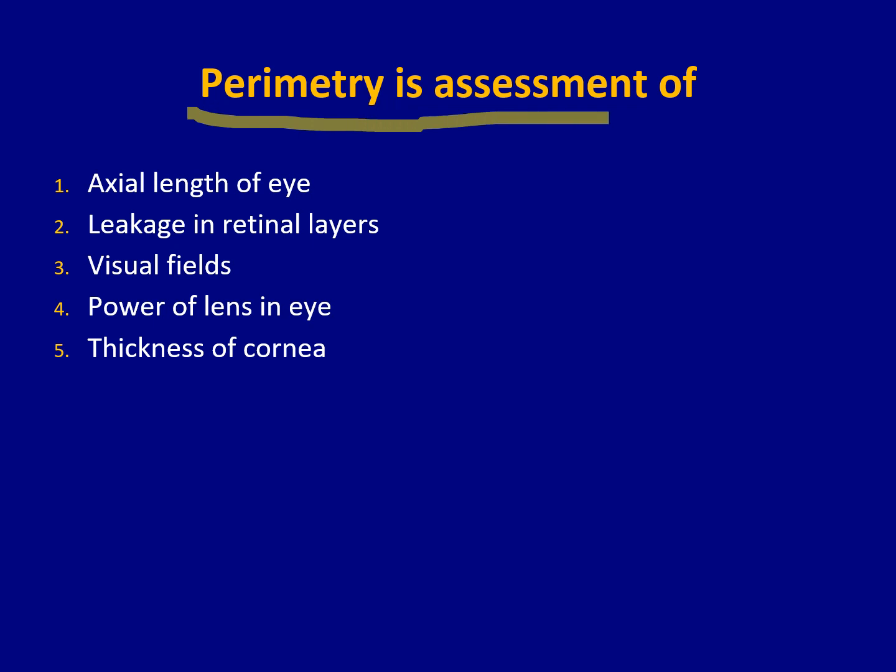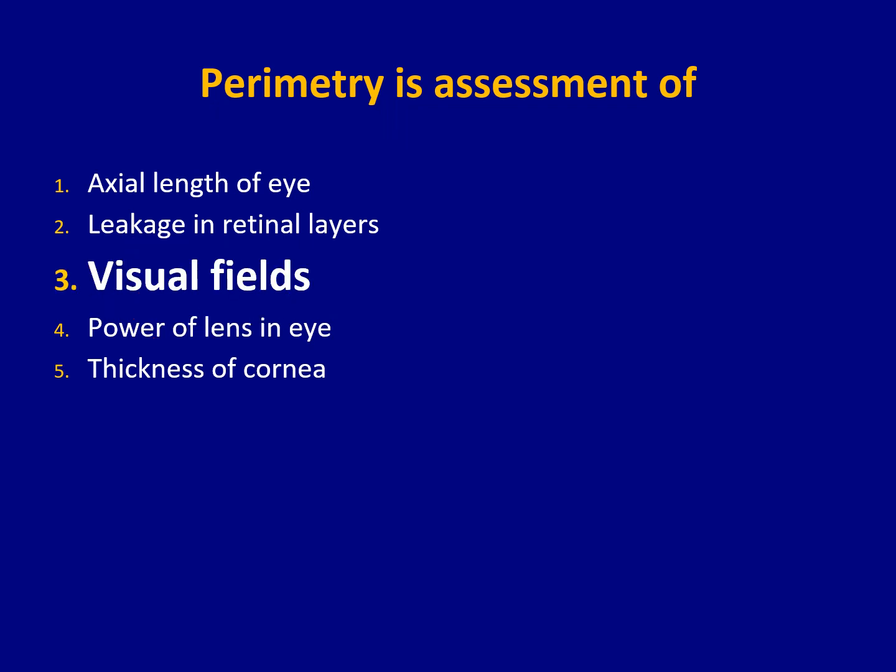Perimetry is the assessment of what? Axial length of the eye. Axial length of the eye is checked with A-scan. Leakage of the retinal vessel, that's for the leakage. Visual field may be the answer. Power of the IOL in the eye, that's biometry. Thickness of the cornea, that's pachymetry. So visual field, in other words, is also called perimetry, in which you check how much the patient can see to the sides. So visual field would be the answer.